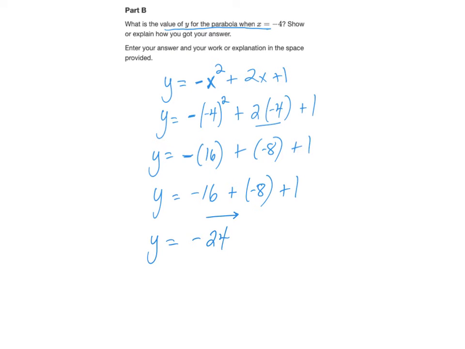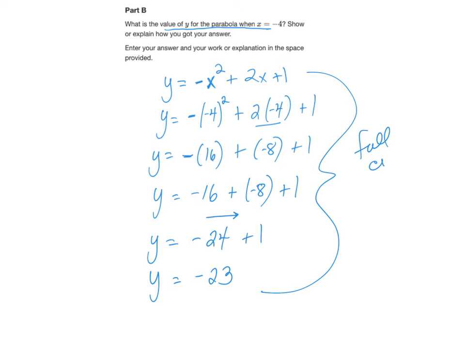And it is. Then we're going to add 1. So my final answer for part B is -23. Okay? And again, you need to type out all of this to get full credit on the open responses. Just writing in the box y equals -23 will not get you credit, because it specifically states to enter your answer and your work.